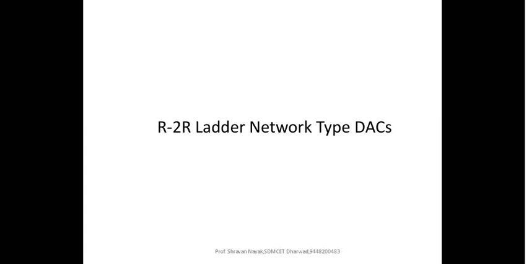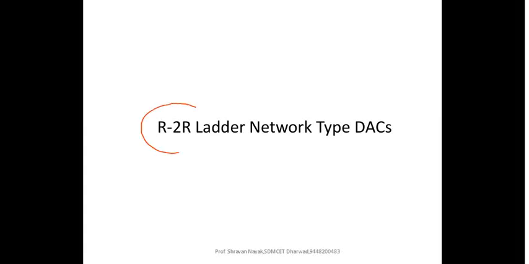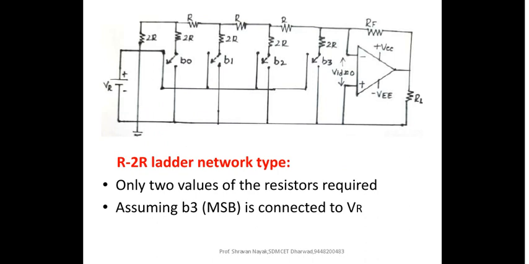So in order to overcome that particular problem, we make use of another type of DAC called the R to 2R ladder network. The very name R to 2R indicates that only two values of resistance are required. So now let us see how exactly we will be able to realize the R to 2R ladder type of network.